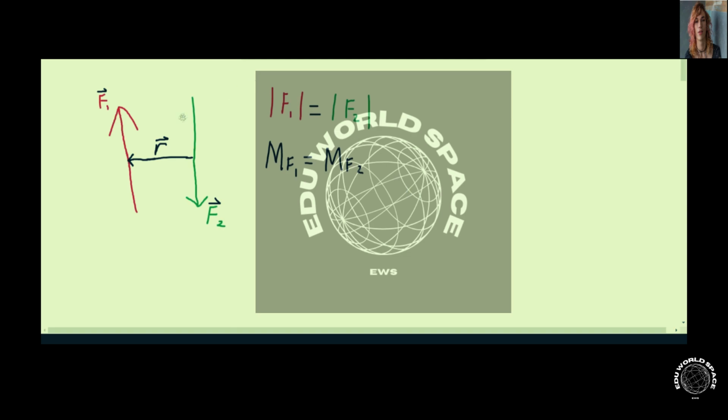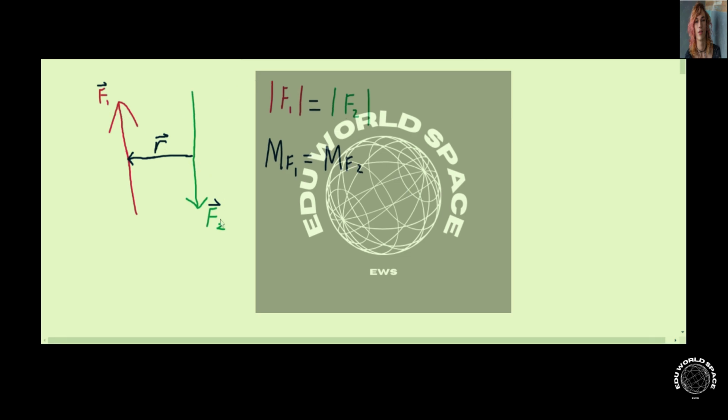We're going to prove that the moment of F1 about F2 is equal to the moment of F2 about F1. And we're assuming that the magnitudes of both force vectors are equal. So to start with, I'm going to write out the equation for the F1 vector. That's going to be equal to the magnitude of the force vector times the unit vector of force 1.